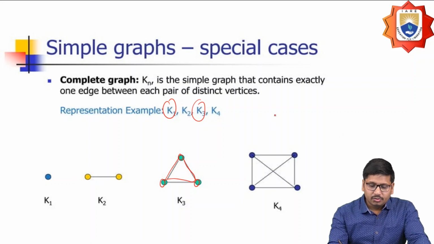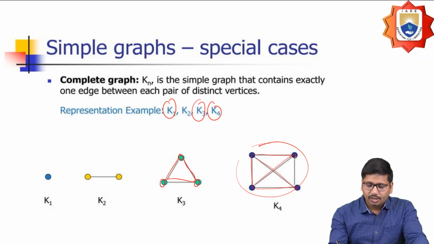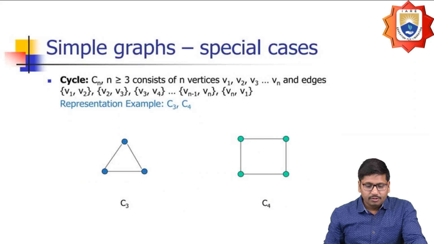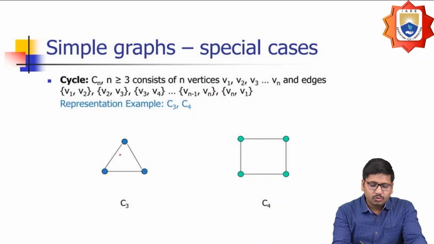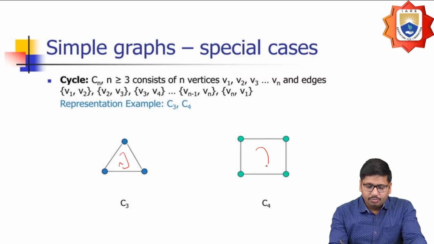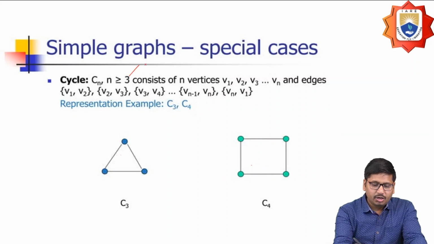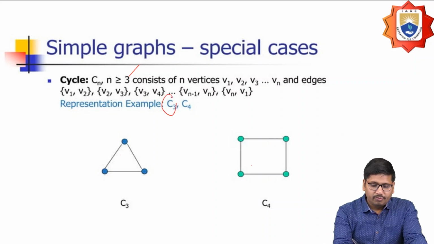And K4 means a complete graph which maintains 4 vertices, and there exists an edge from one vertex to all the remaining 3 vertices. So the complete graph is one of the special cases of the simple graph. And next one is the cycle. So what is a cycle here? Whenever the edges form a closed loop, then there exists a cycle in the graph. The cycle is formed when the number of vertices is greater than or equal to 3, and the cycles are represented in the form of C3 and then C4.